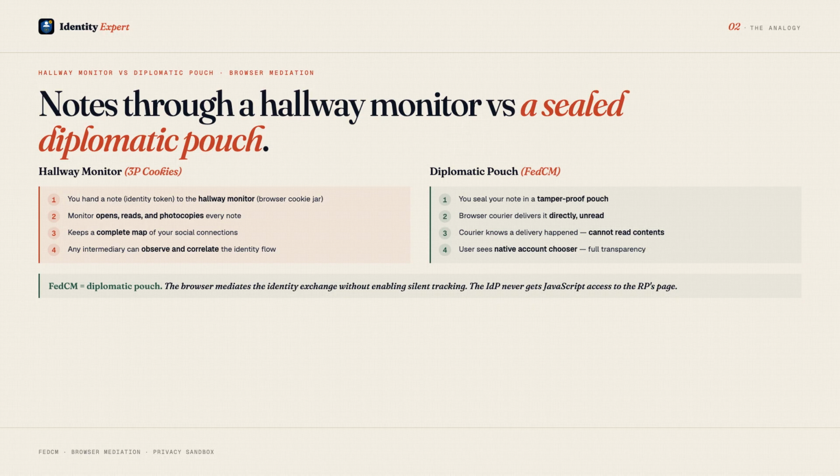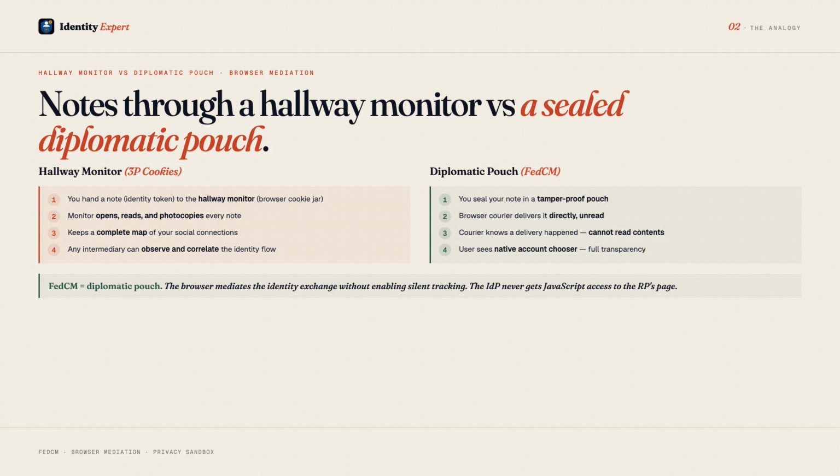Now imagine a diplomatic pouch system. You write your note, seal it in a tamper-proof pouch, and hand it to a diplomatic courier. The browser's FedCM API, the courier, delivers the sealed pouch directly to the classroom. The courier knows a delivery happened, the browser sees the transaction, but the courier cannot read the contents, cannot photocopy the note, and does not keep a record of your social graph. The classroom opens the pouch and gets your proof of enrollment.